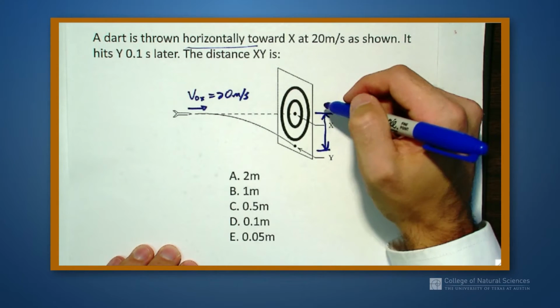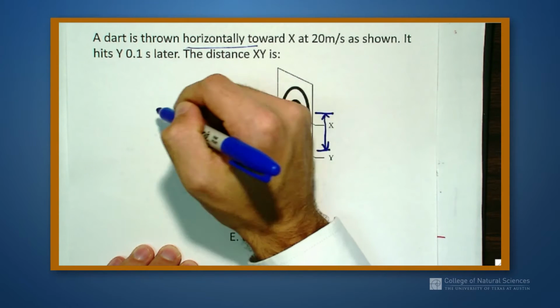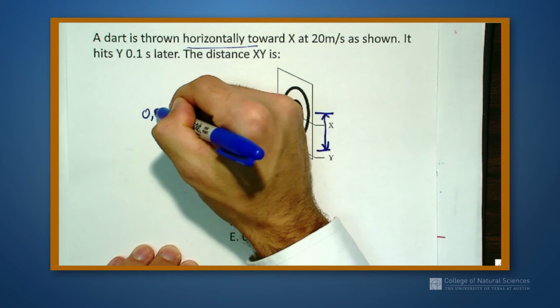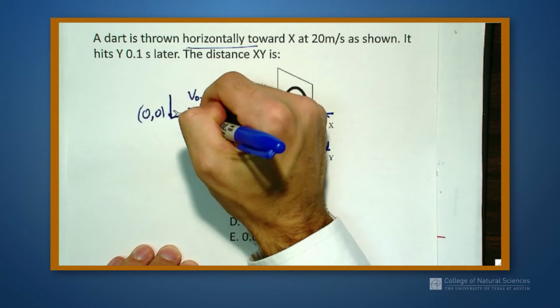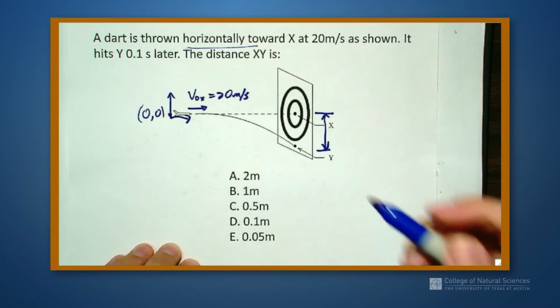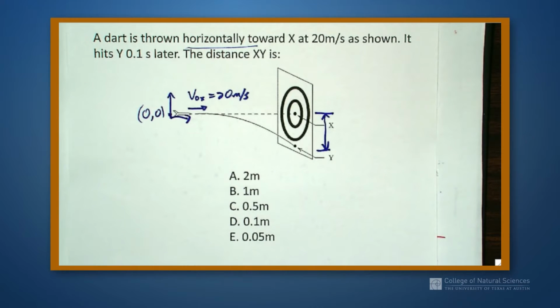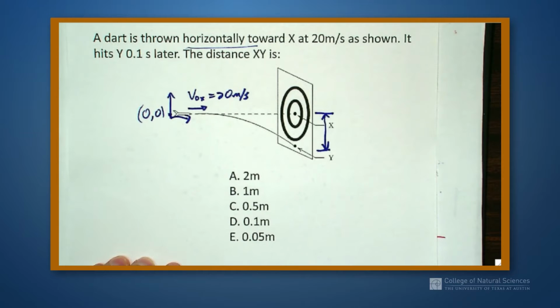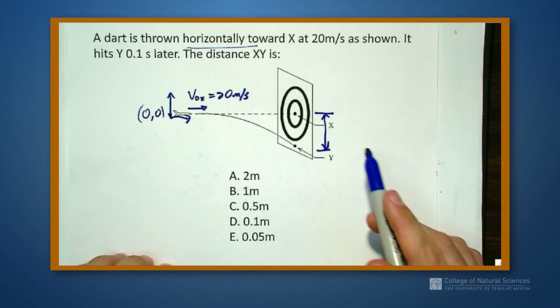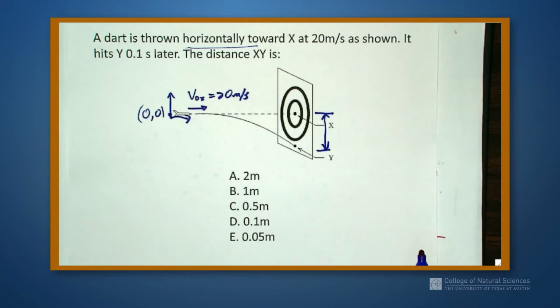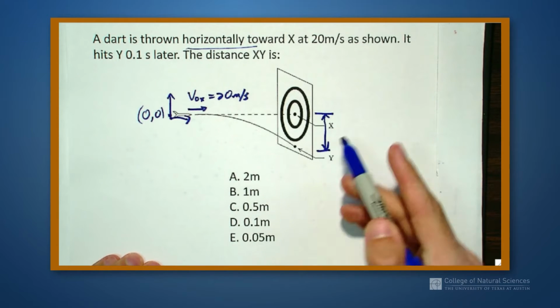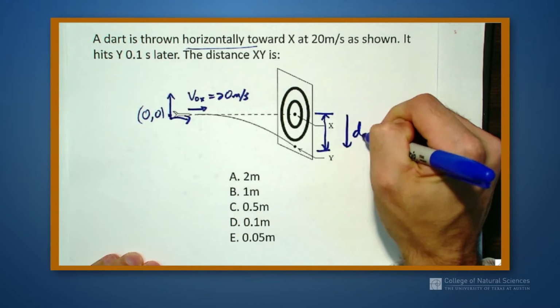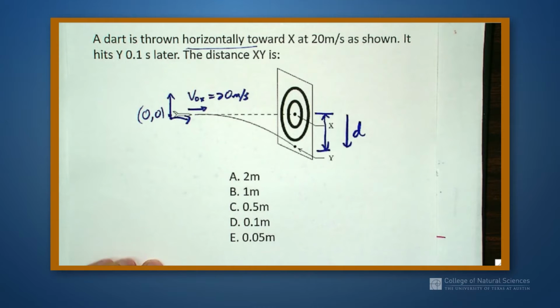So I'm going to say that this guy starts at a point of 0, 0. So my coordinate system is going to be right at the dart. And really what I want to know is how much negative y is going to be. So my coordinate's going to be a little bit weird, but we'll be able to interpret it. I expect my value d to be in the downward direction.